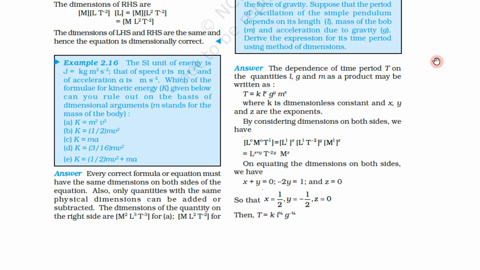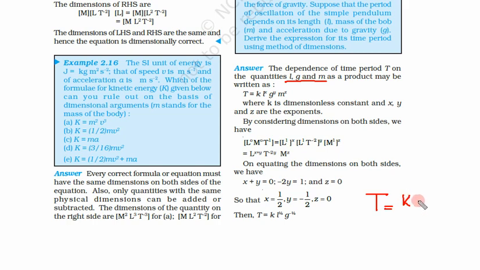So let us solve this problem. The dependence of time period T on the quantities l, g, m as a product may be written as follows. We know the dimensions of T, and we first put a constant.